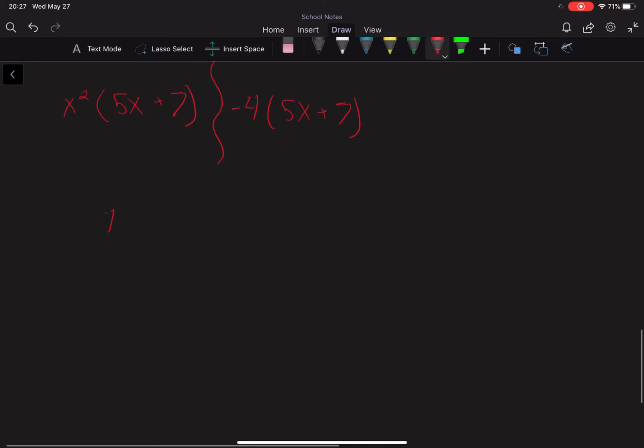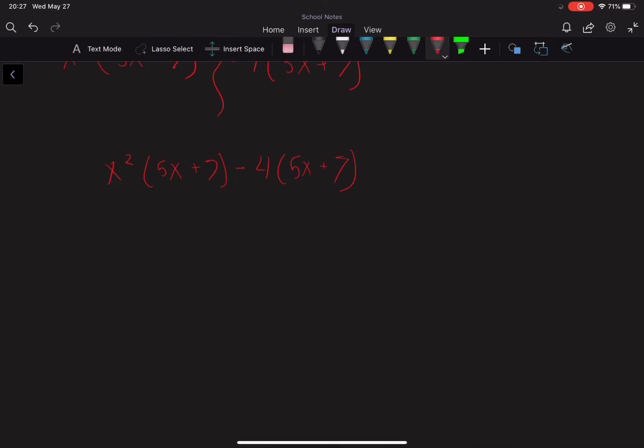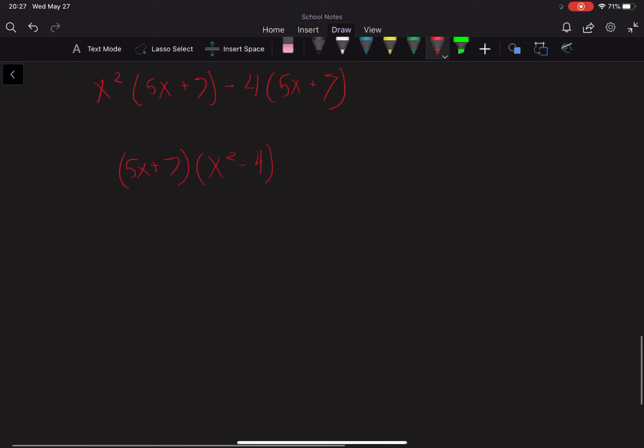And now if we rewrite this, we'll get x squared times 5x plus 7 minus 4 times 5x plus 7. Now we take out the 5x plus 7 as a GCF. And we have x squared minus 4. But we're not done yet. We still have 5x plus 7. And we want to have x plus 2 times x minus 2. And that's the simplest form for this one.